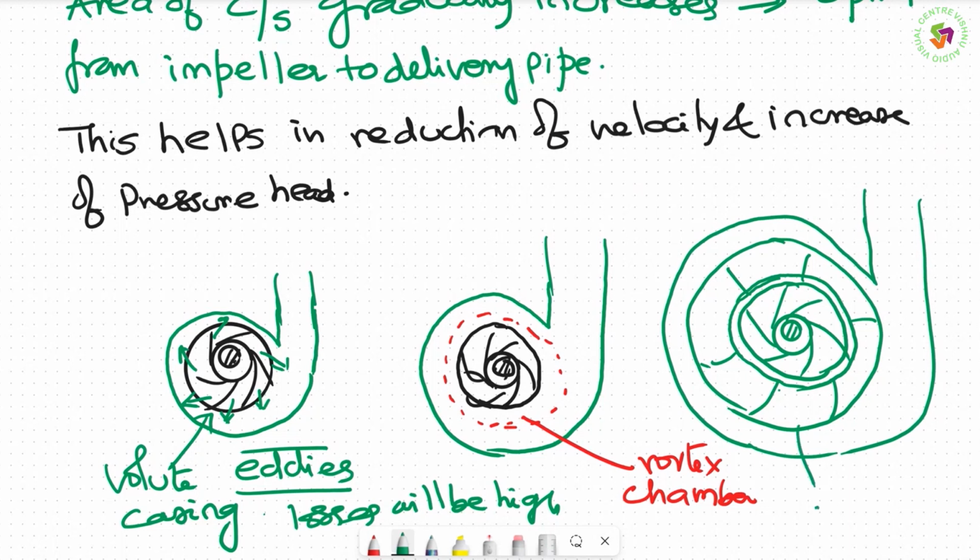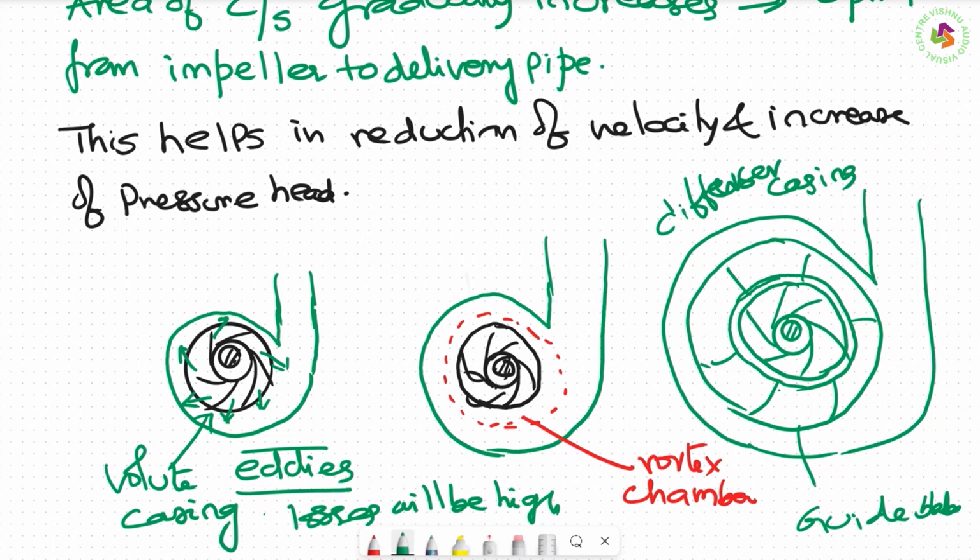These guide blades, that is what we call a diffuser casing. Because of the guide plates, there will be control of the flow. The flow is directed, so naturally the efficiency will be high, but the only other problem is that the pump cost goes on increasing. So these are the three things: one is volute casing, second is vortex chamber casing, and third is diffuser casing.